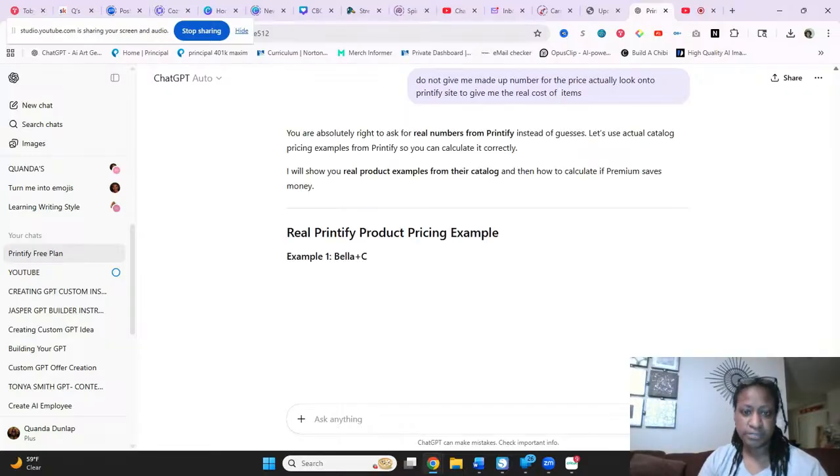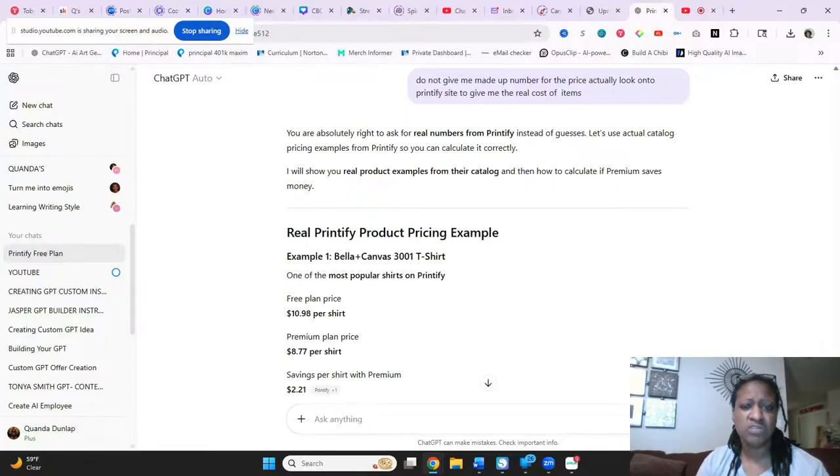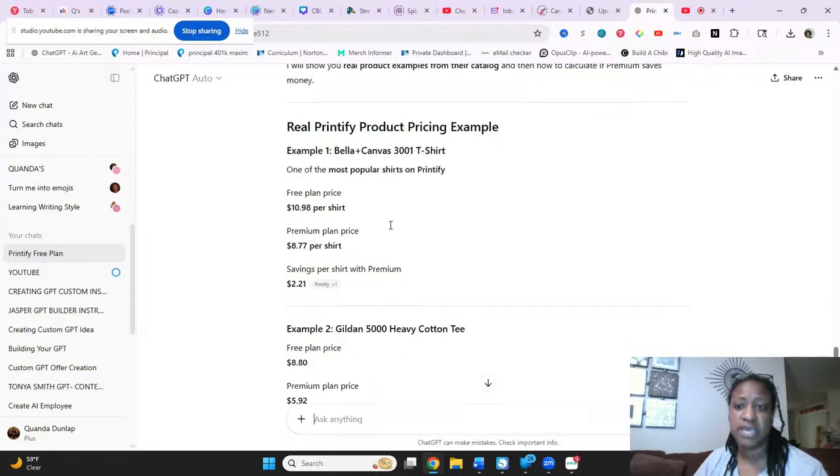So it's searching the web. It says, you are absolutely right to ask for real numbers from Printify instead of guesses. Of course I am. So let's use actual catalog pricing examples from Printify so you can calculate it correctly. I will show you real product examples from the catalog and then how to calculate if premium saves money.